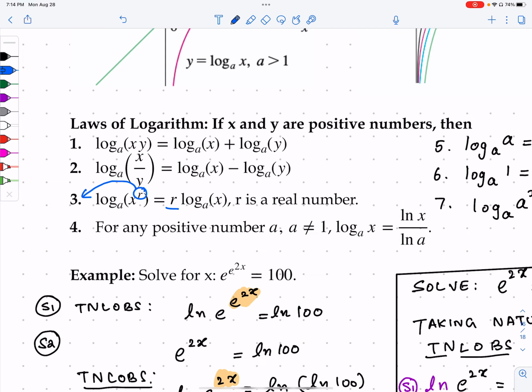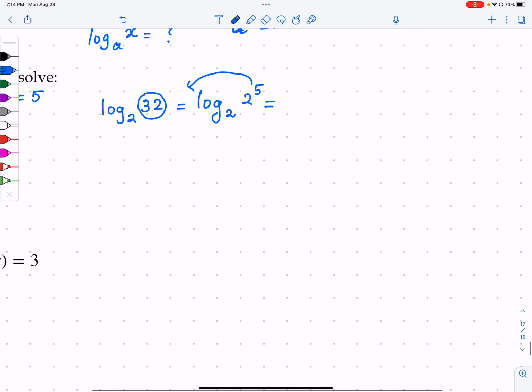I can bring it down. So if I bring it down, I'm going to have 5 times log 2 base 2. Again, since the variable and the base are one and the same, that is going to be equal to 1. So this is 5 times 1. The answer is 5. That's another way to do that as well.